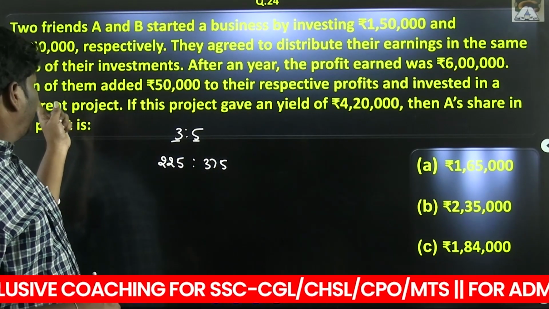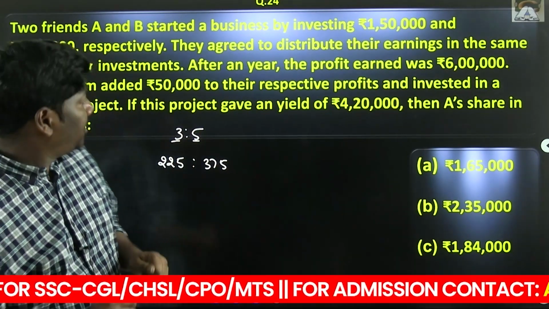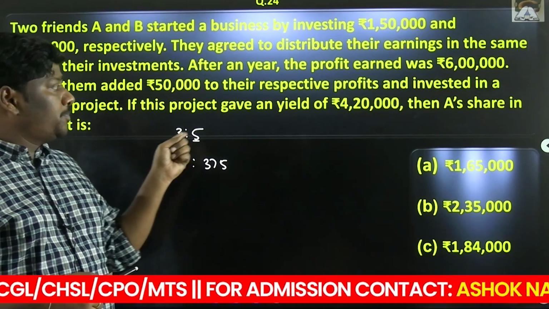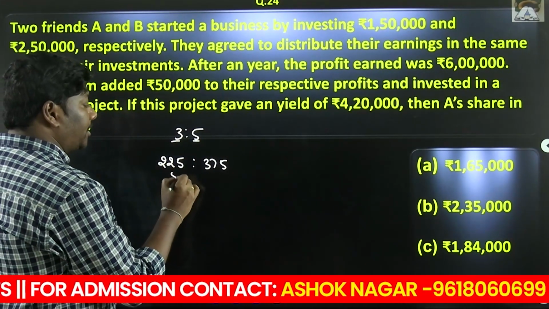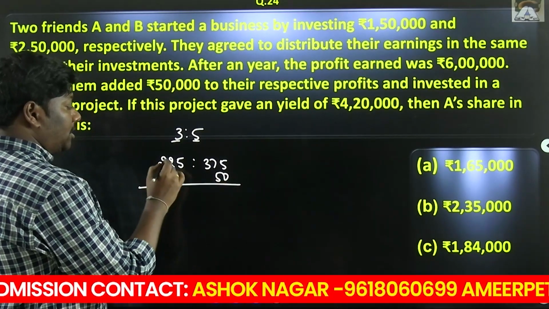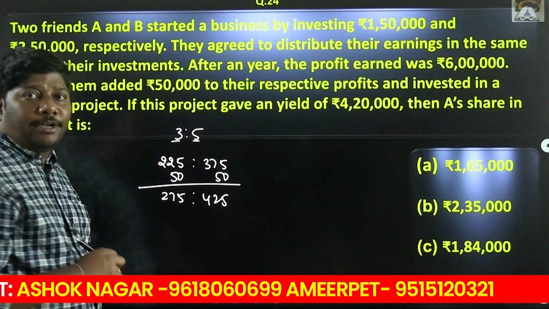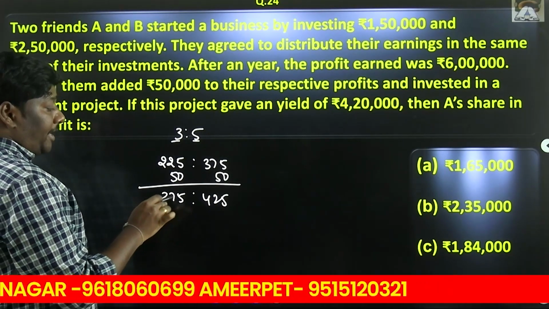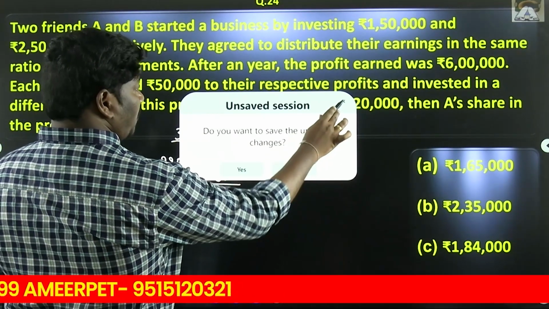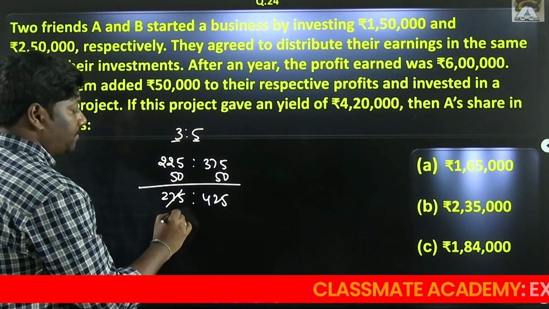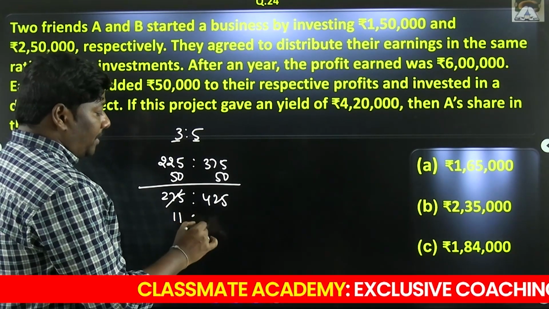And after that, what you are doing, each of them adds 50,000, okay, their respective profits invested in a different project. If this project gave a yield of 4,22,000, you are adding 50 and you are adding 50. This becomes 275. This becomes 425. Cancel it in 25 table. 25 11s are. Then after you can say 25 17s are.